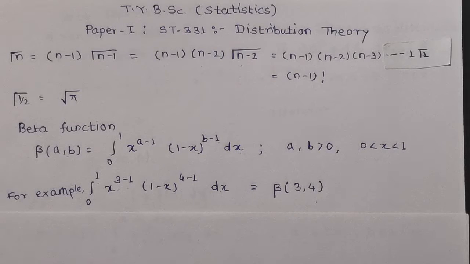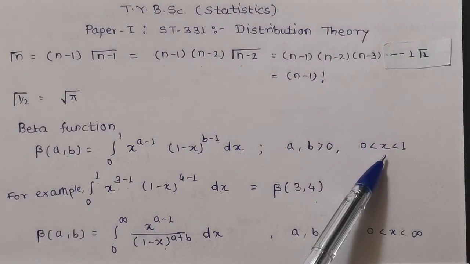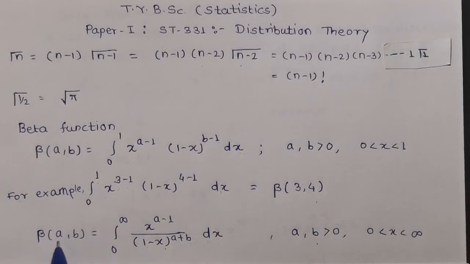Another form of the beta function is beta(a,b) equal to integration over 0 to infinity of x raised to a minus 1 divided by 1 plus x raised to a plus b dx, where a and b are greater than 0 and x lies between 0 and infinity. Is it clear? So in the first form of the beta function, the range of x is 0 to 1, and in another form of the beta function, the range of x is 0 to infinity.